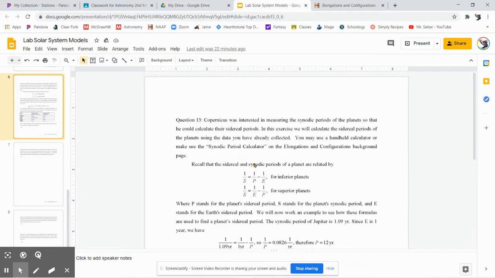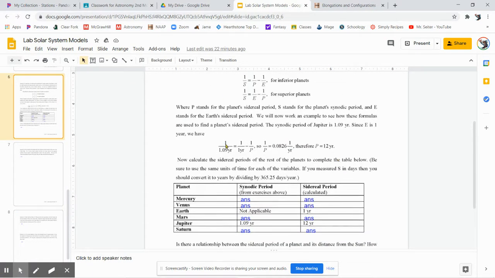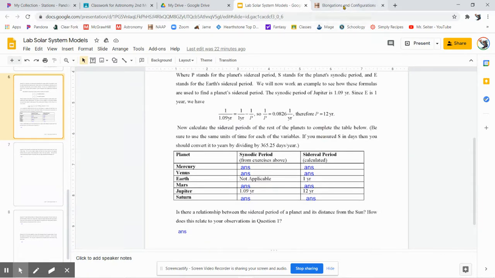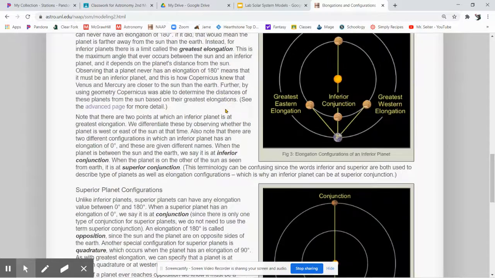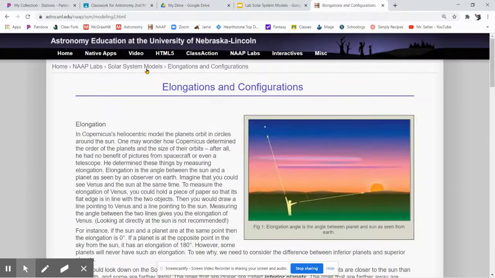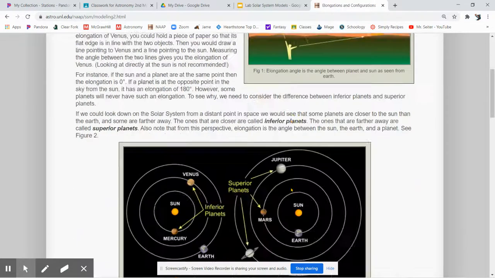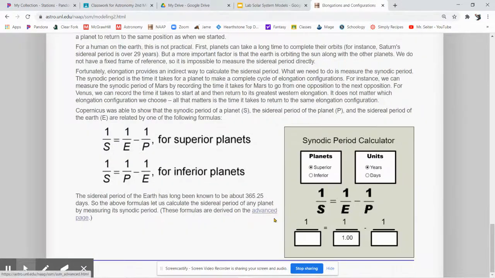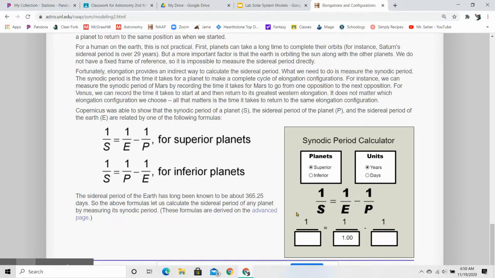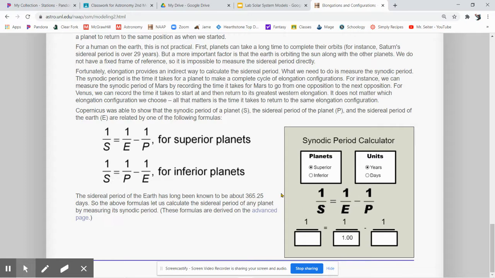Okay, for this next exercise right here, it shows these calculations, but we don't have to do this. We're just going to go to elongations and configurations. Scroll all the way down. You're going to find this. Now, if this doesn't work for you, I think sometimes it doesn't. It's working for me because I'm on my laptop. It might not work for you, right? But let's take a look.